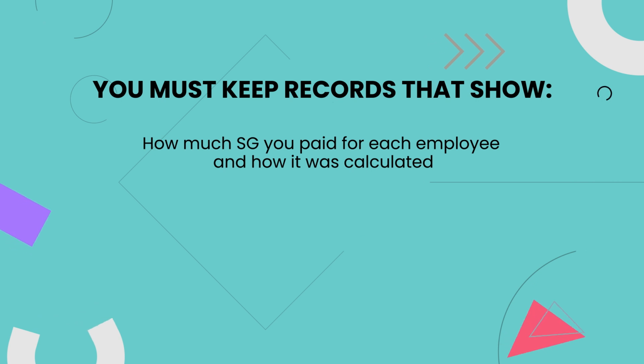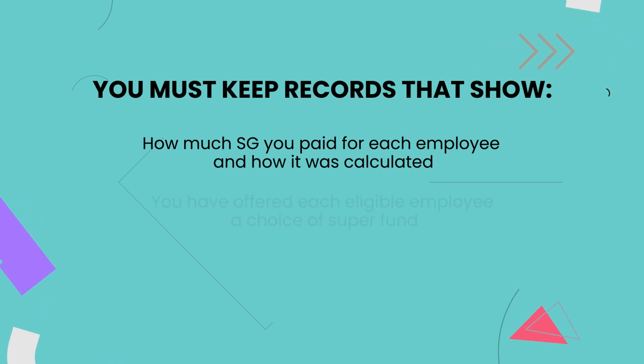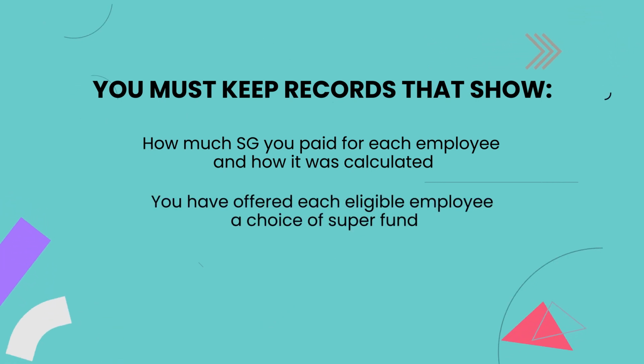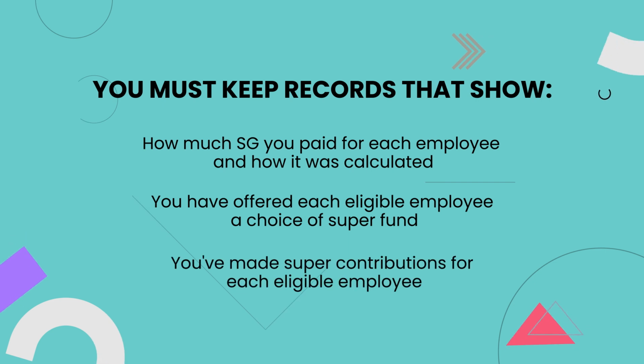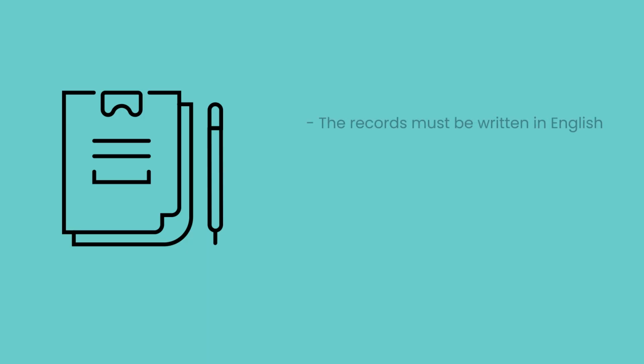Before I wrap up this series, I just want to touch on keeping records. I mentioned earlier that you could face penalties for not keeping accurate records, so this is important. You must keep records that show how much super guarantee you paid for each employee and how it was calculated, that you have offered each eligible employee a choice of super fund, and that you've made super contributions for each eligible employee. You can use whatever method you choose to keep these records, but the records must be written in English or in a format that can be easily accessed and converted into written English.